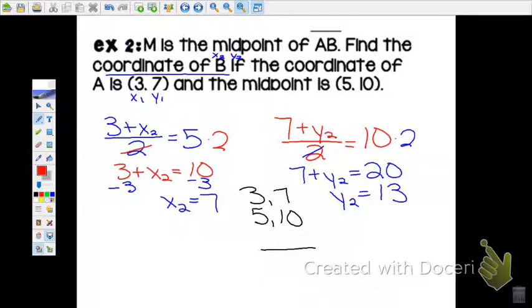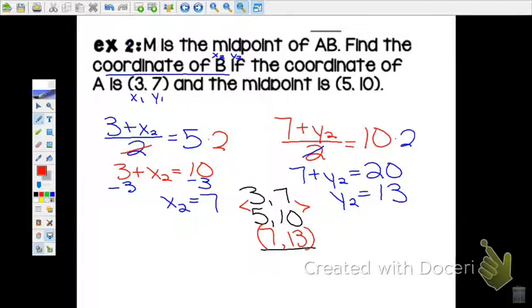If I look at my x values, going from 3 to 5, what did I do? I increased by 2. So if I increase by 2 again, I'm going to end up at 7. If I look at my y values, going from 7 to 10, I increased by 3. So if I increase by 3 again, I end up at 13. Same answer as what I had before.